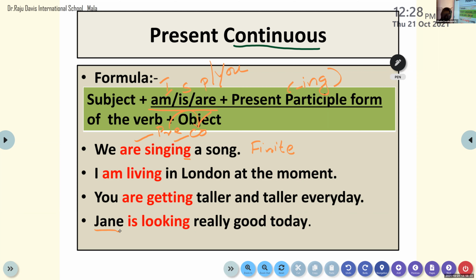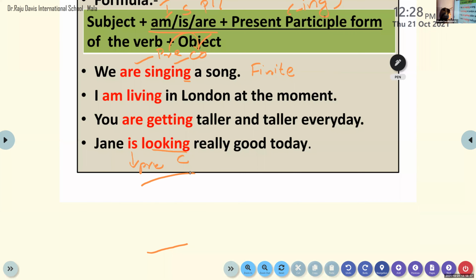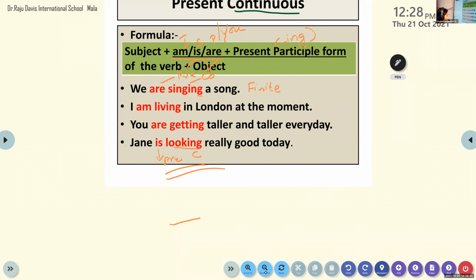Jane, singular subject. So the be form can be used with continuous action. Is looking is the finite verb, because "is" shows this is present tense. Looking shows this is continuous action. So this is an example of present continuous. Clear? Yes, ma'am. Am I clear, children?